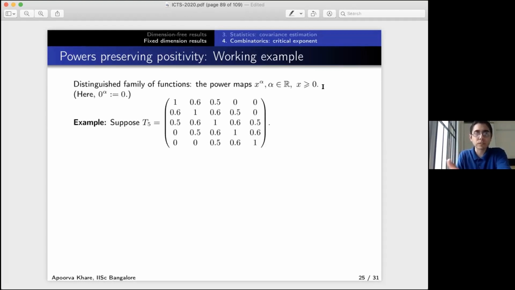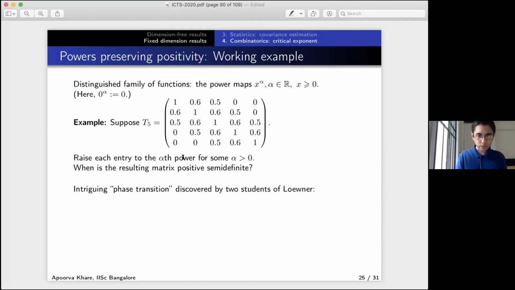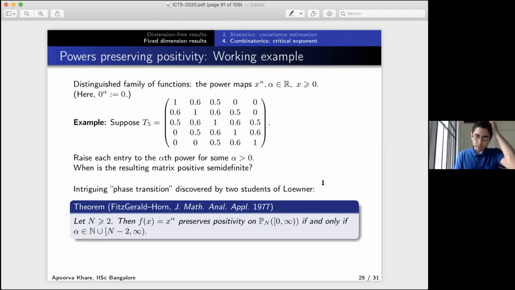And remember, this was the second example, a non-path graph, and this is according to something called a banded graph. But anyway, let's raise each entry to the alpha power. When is the resulting matrix positive? And this was a phase transition discovered by 2 students of Loewner. One was Roger Horn, the author of Horn and Johnson, Matrix Analysis. The other is Carl FitzGerald. They were both at Stanford at the same time, but this was 8 or 10 years after their PhDs.